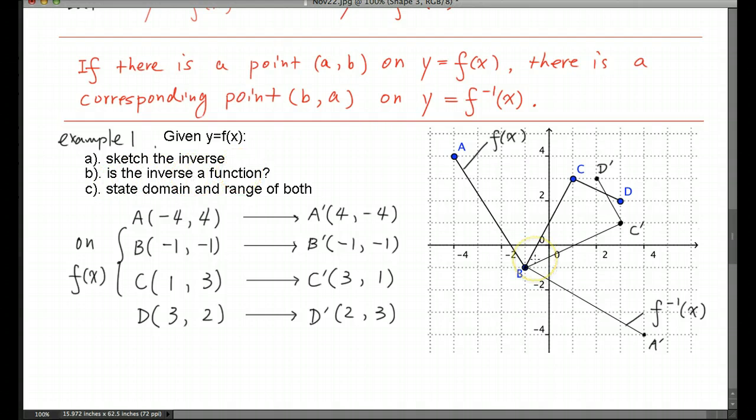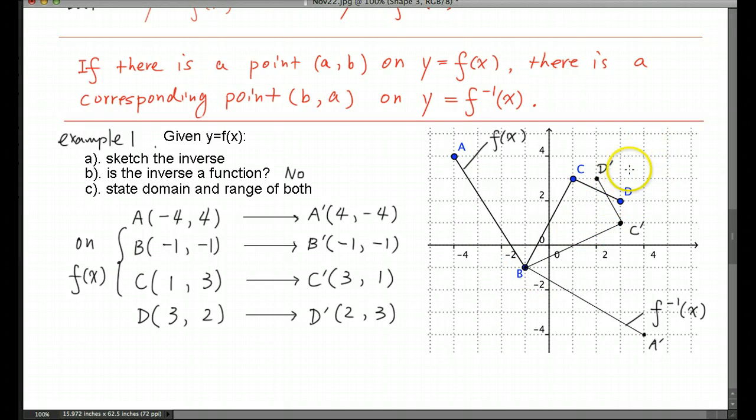And the question asks, is the inverse a function? Now we know that for a function, you have to pass the vertical line test. So if you draw a vertical line here, you can see it's going to cross the graph twice. So then it's not a function. So the answer is no, because it can't pass the vertical line test.